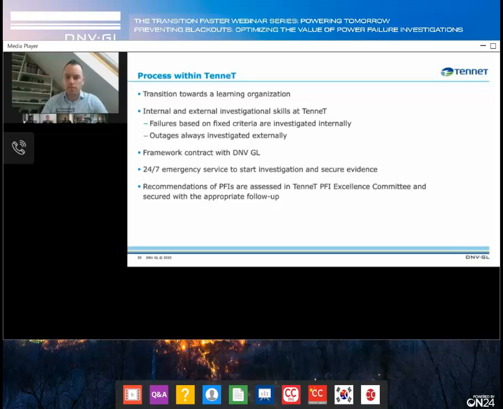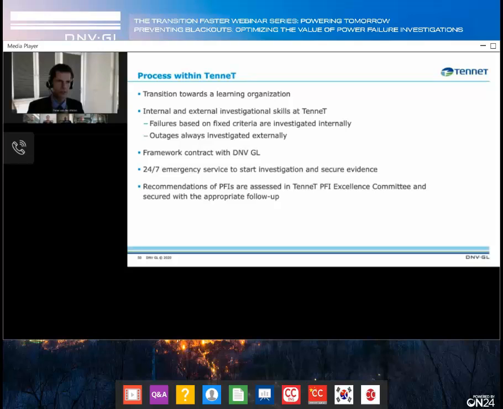Okay, clear. Now, you already mentioned DNV-GL as an external partner involved in this. Can you possibly say something more on why this is exactly needed and what the benefits of that are?